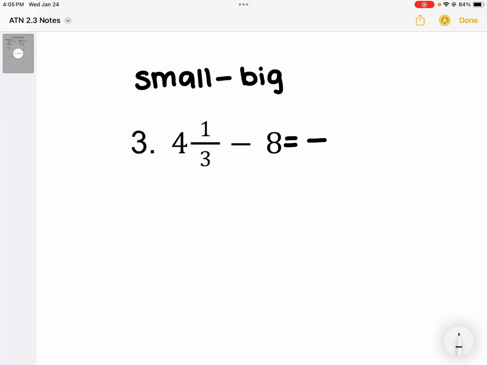Next thing I need to recognize is 4 and 1/3 and 8. They are the same sign. That means I am going to do the sign in the middle, so I am going to subtract. So same sign, I do what the sign says. Like all normal subtraction problems, I need to put the bigger number in front or on top. 8 is the bigger number.